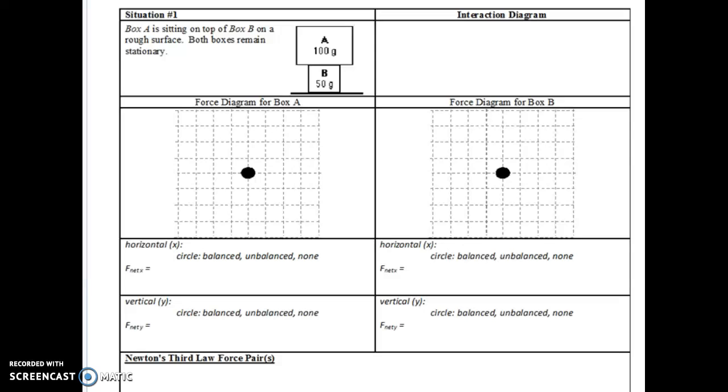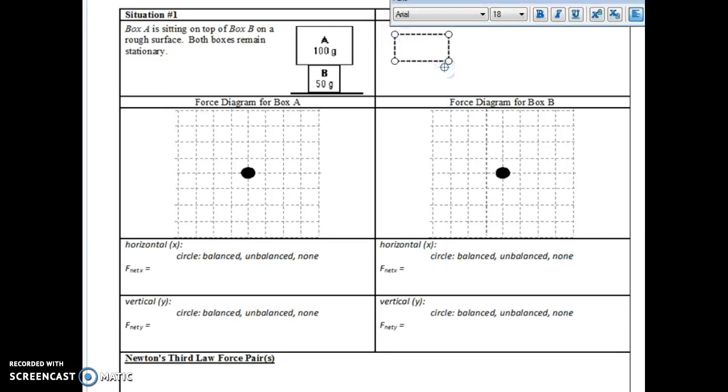This video is meant to help you get started on practice set 2. So if I'm looking at practice set 2, I'm looking at situation 1. First thing that I want to do is create an interaction diagram. So my first object that I'm going to label as interacting will be Earth.